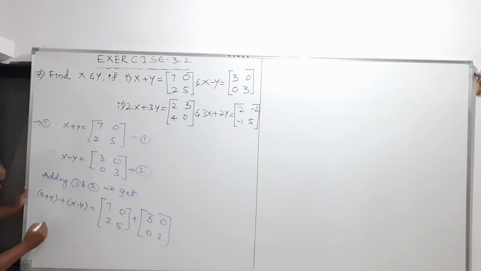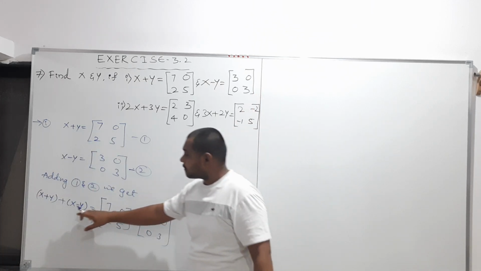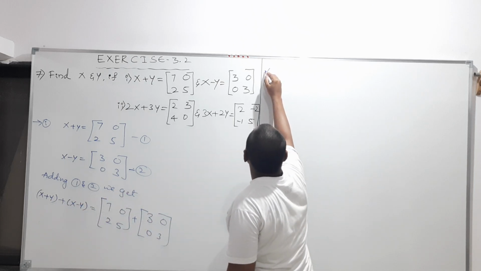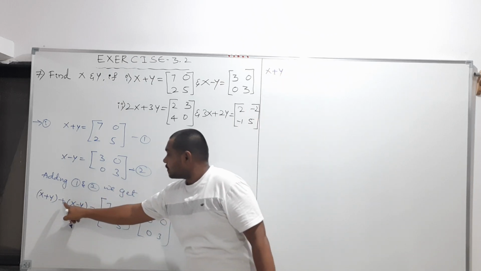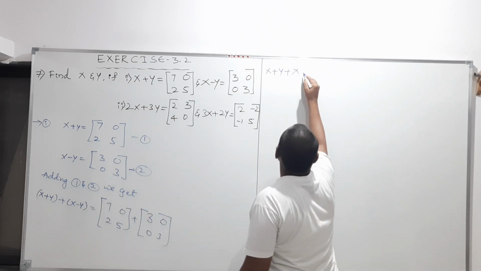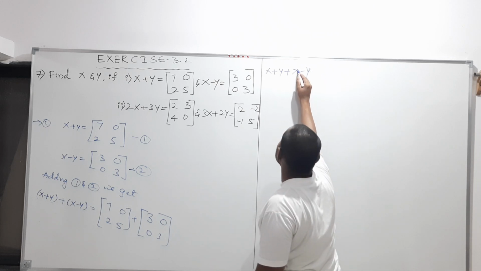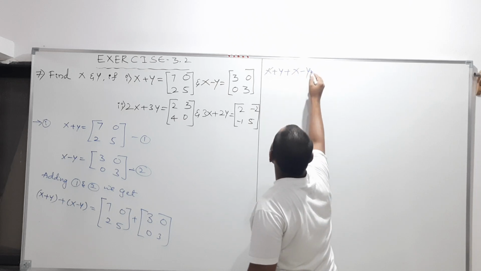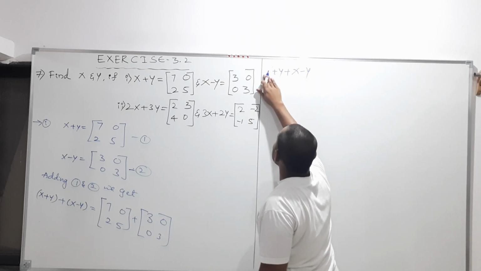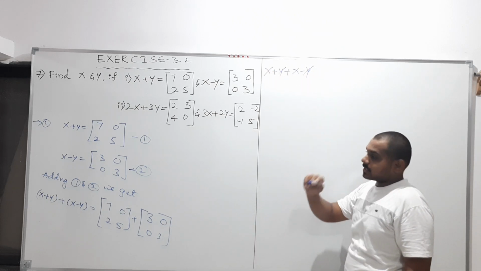After solving this, what happens? Removing the brackets, that will become x plus y plus x minus y. This is x, don't confuse it, don't take it as a multiplication sign. So here it is plus x, and plus y and minus y cancel.